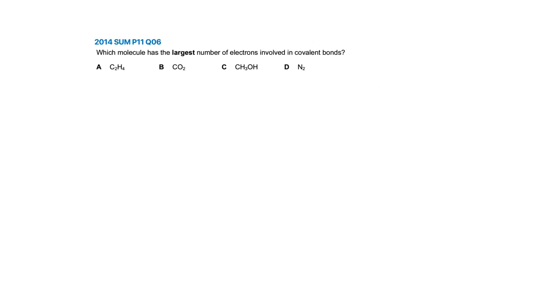Which molecule has the largest number of electrons involved in a covalent bond? Over here, your ability to recognize ethene is important. Now this question is slightly unfair because it's talking about methanol, CH3OH. We talked about ethene, we talked about ethane. Anything else you don't really need to know.